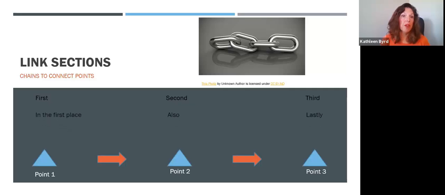Another chain, if you like it better: in the first place, also, lastly. Another chain: generally, furthermore, finally.